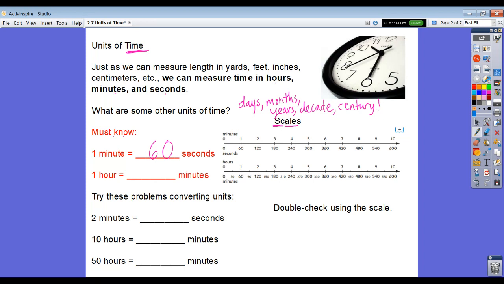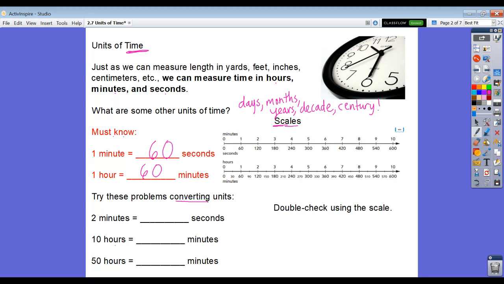You got it. And you need to know an hour equals 60 minutes. Say that 2 times fast. Hour equals 60 minutes. Hour equals 60 minutes. Gotta have those down and memorized if you don't already. Now, let's try these problems converting units, meaning changing from minutes to seconds or hours to minutes.